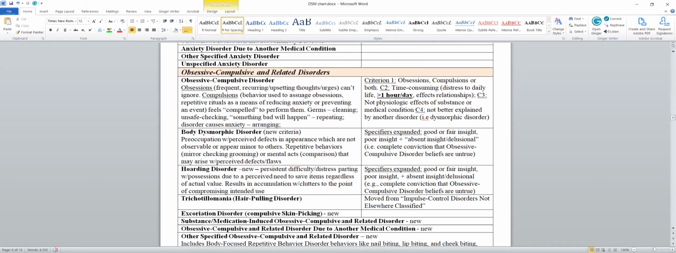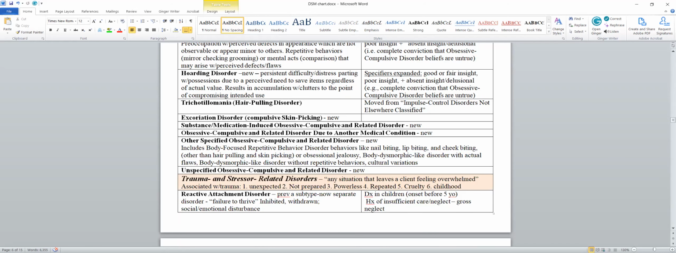So hoarding disorder: persistent difficulty and distress parting with possessions due to a perceived need to save items regardless of actual value, results in accumulation with clutter to the point of compromising intended use. So the specifiers are good or fair insight, poor insight, and absent insight/delusional. Then we're moving on to trichotillomania, hair pulling. This was moved from impulse control disorders, not elsewhere classified.